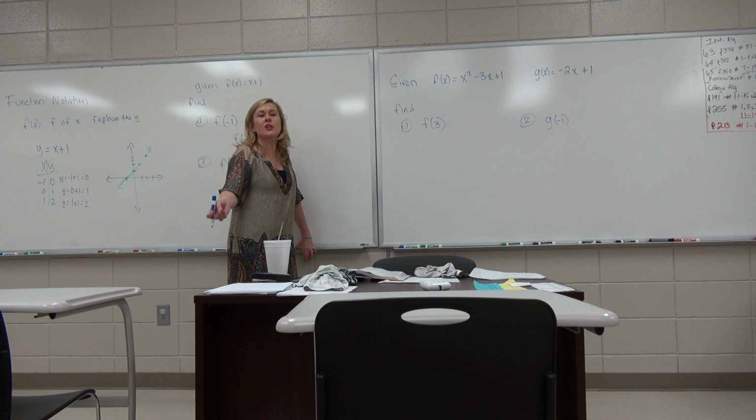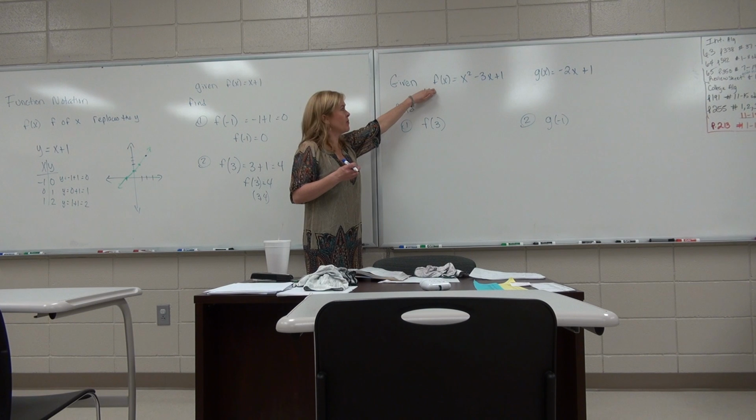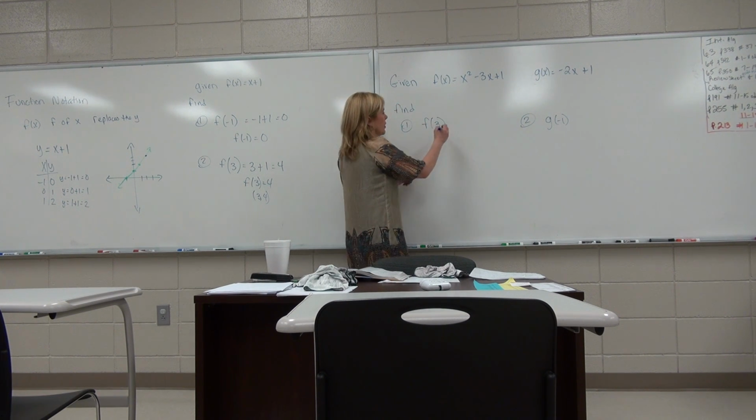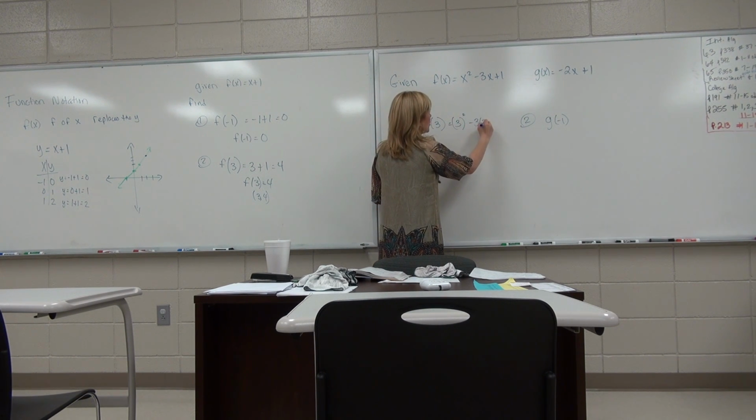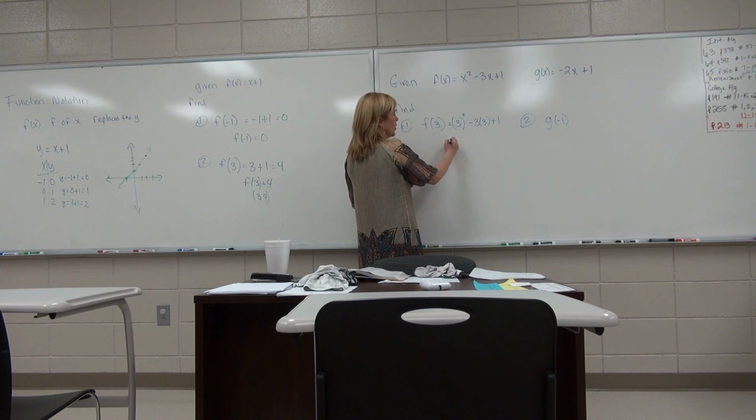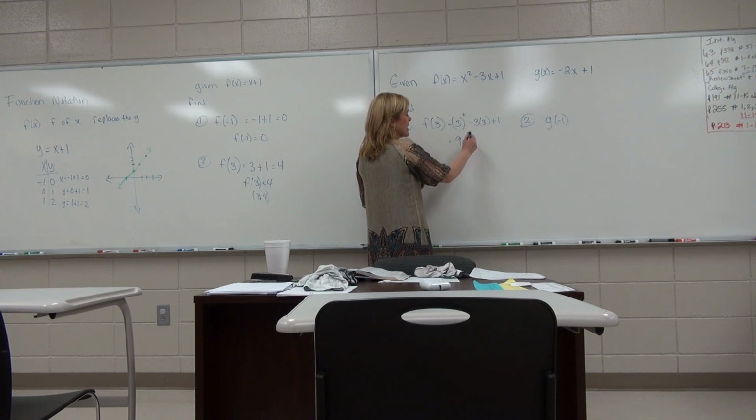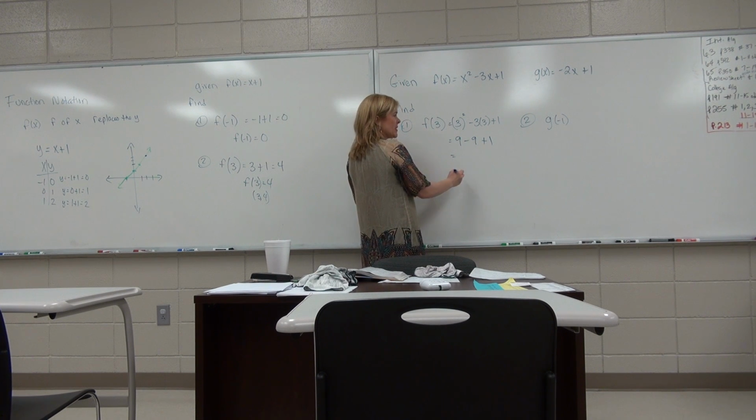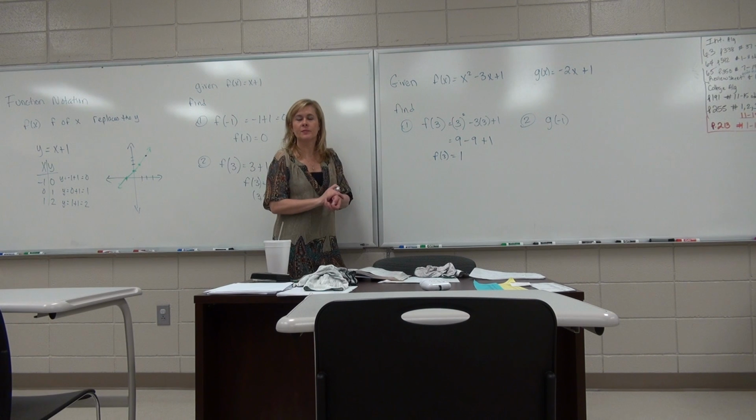That number in front tells you which function you go to. So since it's an f of 3, I go to my f of x function. Everywhere there's an x, I need to put a 3 in its spot. So f of 3 would be 3 squared minus 3 times 3 plus 1. Well, what do you get when you say 3 squared? 9. Negative 3 times 3 would be negative 9 plus 1. Well, 9 minus 9 is 0, so I'm left with a 1. So that means f of 3 equals 1.